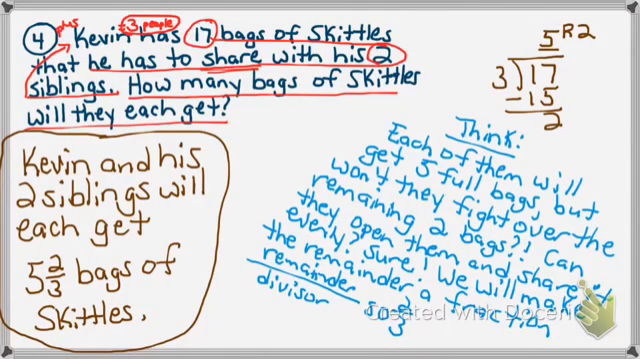And in this example, that made sense. Kevin and his siblings shared the 17 bags. They each had 5 full bags of Skittles, and there were 2 bags of Skittles left over. Can they open those up and share them? Of course they can. So we made the remainder of 2 into a fraction, 2/3. Since the divisor was 3, it became 2/3. Kevin and his siblings each got 5 and 2/3 bags of Skittles. Good luck with this lesson.